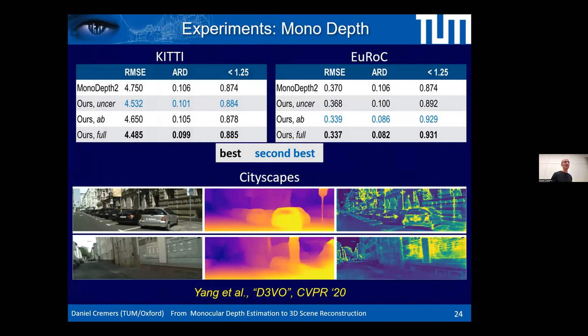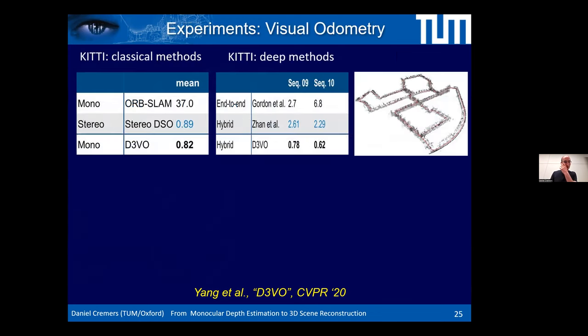This is the depth prediction quantitative evaluation, both to different kinds of methods on KITTI and on EuRoC. And this is an ablation study showing the precision we get compared to Monodepth2. And here you see, this is trained on KITTI, but even the depth predictions and uncertainty predictions on Cityscapes are quite compelling. We then looked further into how the visual odometry is.